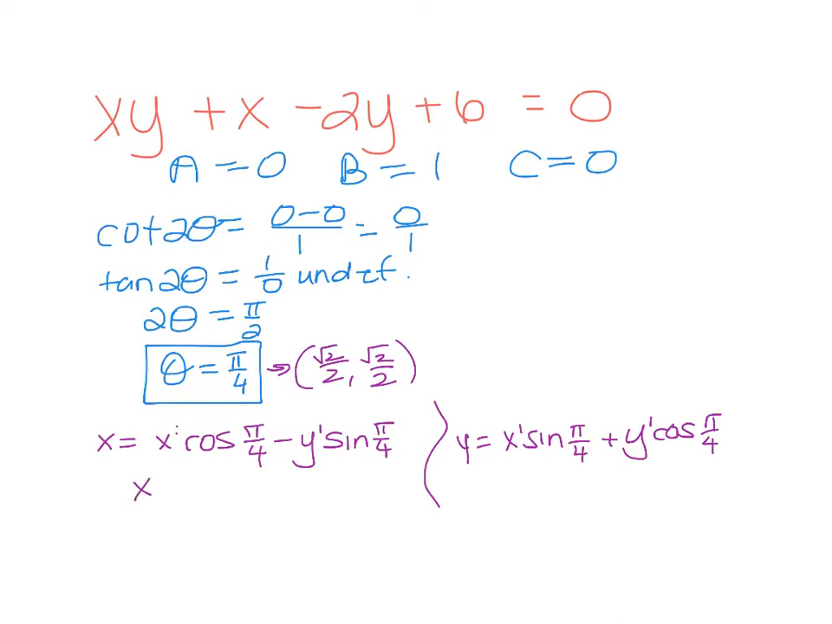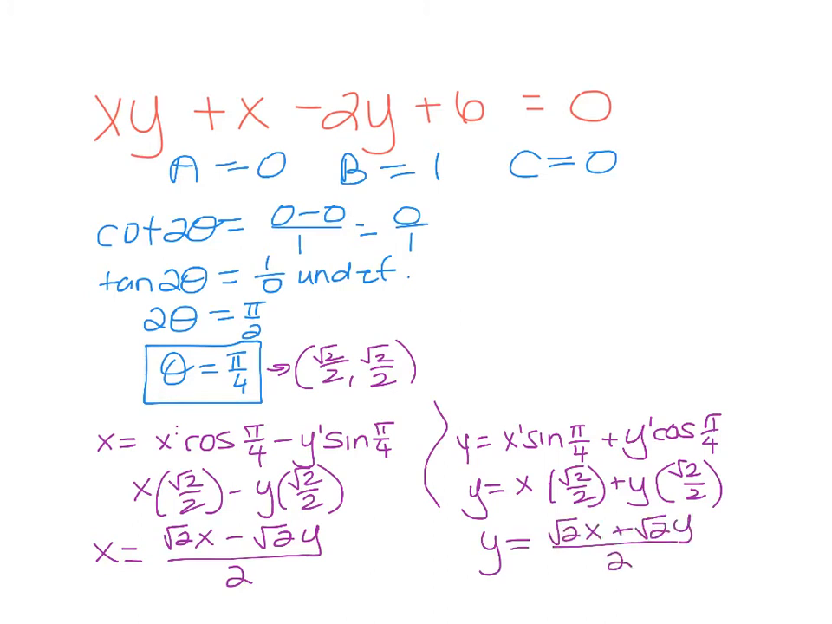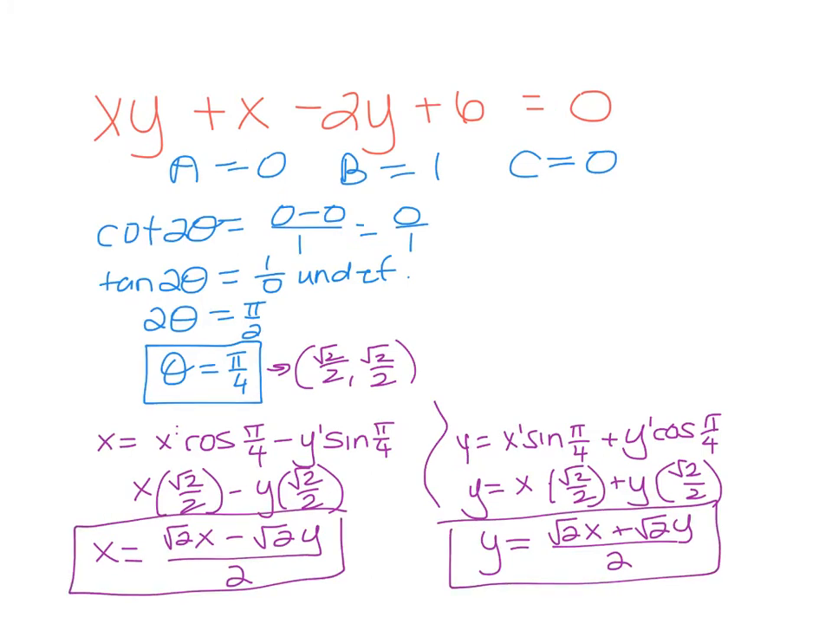So I get x. I'm going to lose the prime but bring it back at the end. So x times root 2 over 2 minus y times root 2 over 2, which is root 2x minus root 2y all over 2. y equals x, again, I'm going to lose the prime but bring it back, root 2 over 2 plus y root 2 over 2, which is root 2x plus root 2y over 2. This is the second checkpoint, so you'll get points for your x and your y.